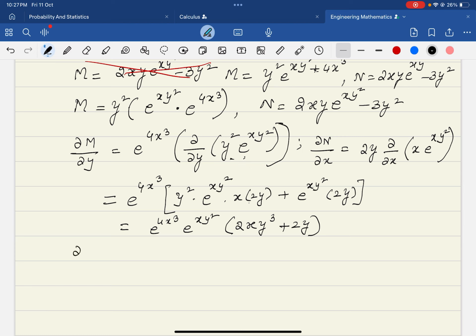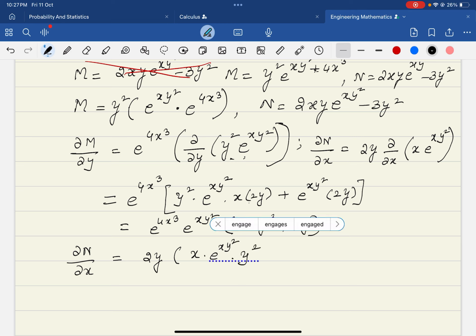And let us see what dou n by dou x is. It is 2y times dou by dou x of this again. Here again you have x and e power, both terms involving x, so you have to use the product rule. So x times e raised to xy square into the derivative of xy square with respect to x, which is y square, plus e raised to xy square into the derivative of x, which is 1. Understood? So what is this giving us?